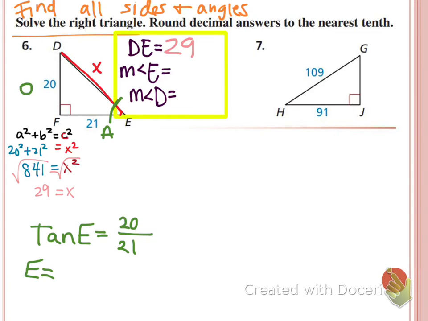So I want to get angle E by itself. So how do I get rid of tangent? Do the inverse. So shift tangent. Tangent's -1. Arctangent, if you will. We are all rounding to the nearest tenth. So what do we get? 43.6.